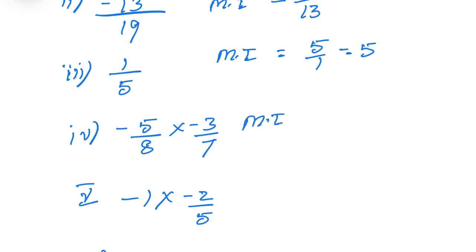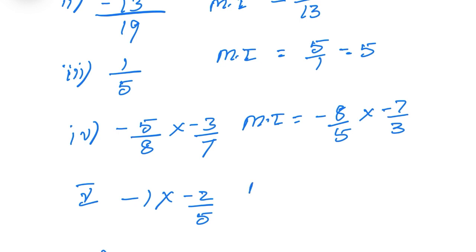And for this one, multiplicative inverse, write like this. Minus 5 by 8 becomes minus 8 by 5 into minus 3 by 7 becomes minus 7 by 3. Further, there is no simplification except multiplying that. So need not do that. Simply we write the multiplicative inverse.